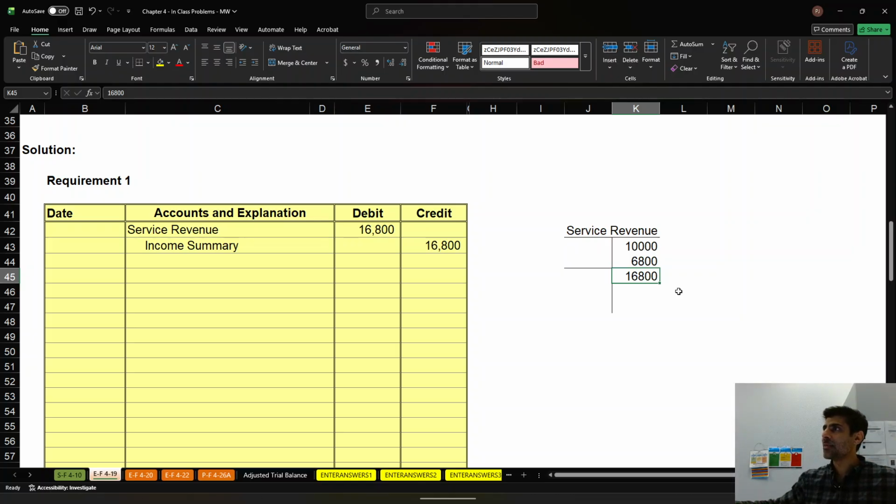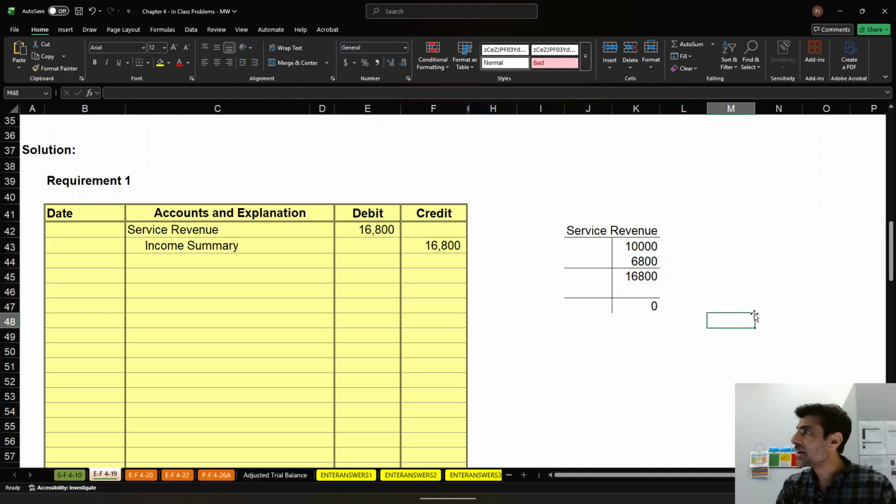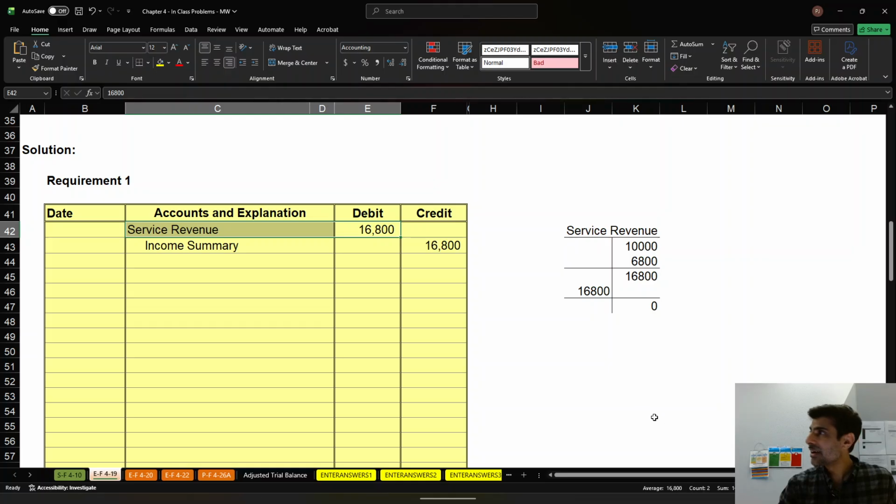Now it's all done. I've made my financial statements. I now want to close my books and start over for the next period. I know that this balance needs to go to zero. My revenues, my expenses, and dividends all need to be zero. So if I had this balance, what do I need to do to get it to go to zero? Debit 16,800. This is exactly what we just did right here. Now this is zero.